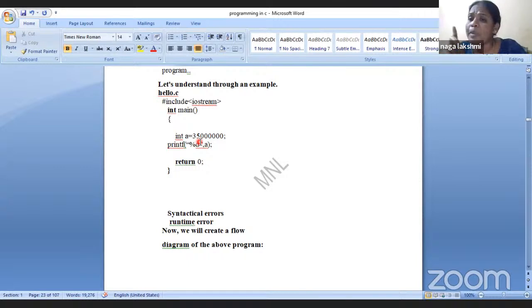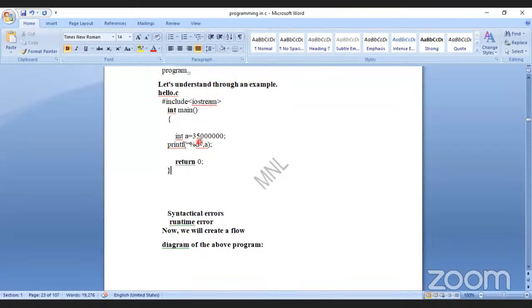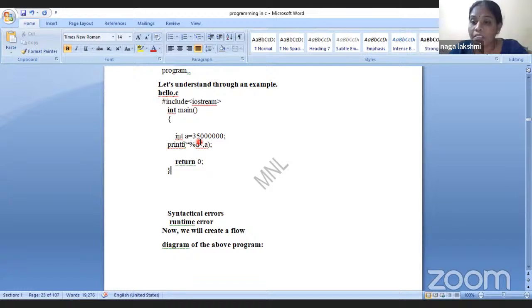1 byte equals how many bits? 4 bits? 1 byte equals 4 bits? No. 8. Very good. Yes, 1 byte. You have to remember all these things, girls. If you miss them, you will not get it. So 1 byte equals 8 bits, and 4 bits can be called 1 nibble.